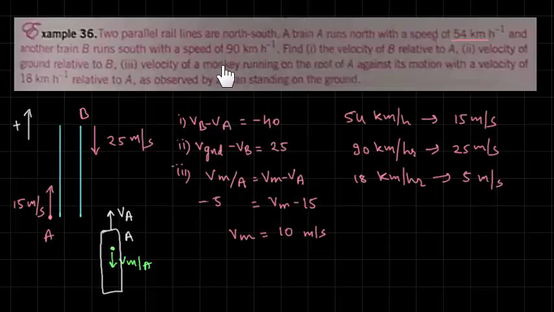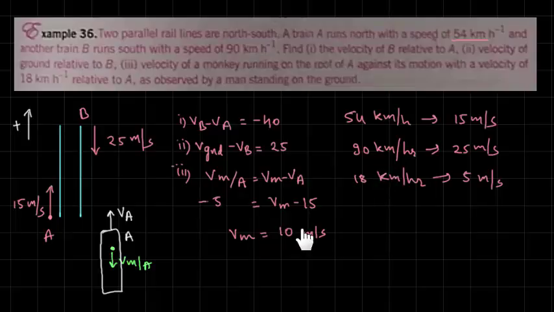So we need to find the velocity of monkey as observed by the man standing on the ground. That is the actual velocity of the monkey. So velocity of monkey with respect to train is velocity of monkey minus velocity of train. It is due south, and south is negative from our convention, so minus 5 is equal to Vm minus Va. Va is positive and it is 15 meter per second. So this gives Vm equal to 10 meter per second, and it's positive, so it is north.